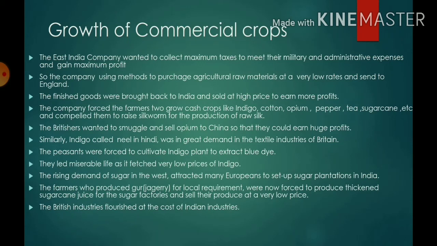Pepper, Kerala, Karnataka, Tamil Nadu, Andaman and Nicobar Islands and Pondicherry, now Puducherry. Sugarcane, Maharashtra, Karnataka, Tamil Nadu, Andhra Pradesh, Gujarat, Punjab, Haryana. These are the states where these commercial crops were also cultivated.